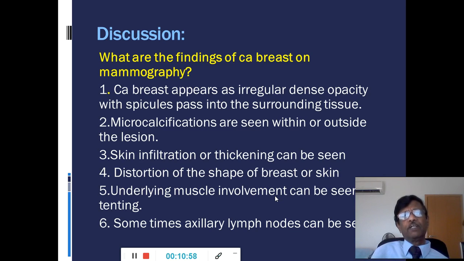What are the findings of a carcinoma breast on mammography? Microcalcifications and irregular tumor. Carcinoma breast appears as an irregular dense opacity with spicules passing into the surrounding tissue. That is one of the main findings. Microcalcifications are seen within or outside the lesion. Skin infiltration or skin thickening can be seen. Distortion of the shape of the breast and or skin is also noted. Underlying muscle involvement can be seen as tenting. Sometimes axillary lymph nodes can also be seen.